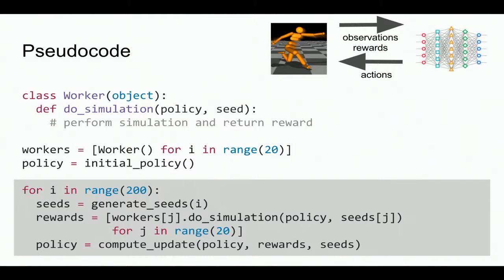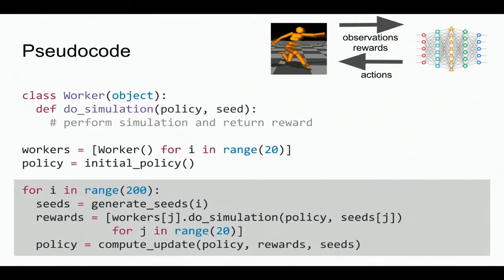In each round, we generate some new seeds for the simulation. Then we execute all the simulations on the different workers with the policy and collect all the rewards. And then at the end of the iteration, we compute an update. We propose a new policy which incorporates the feedback from the last iteration and improves the policy to do better.